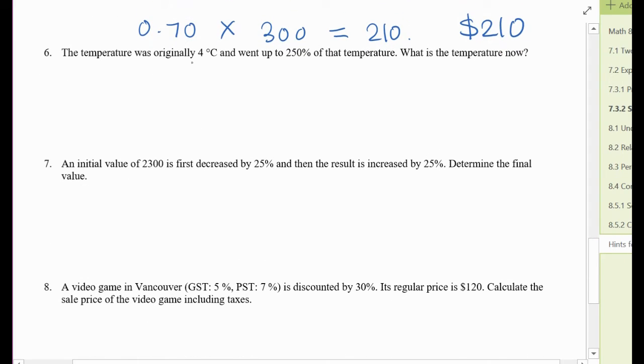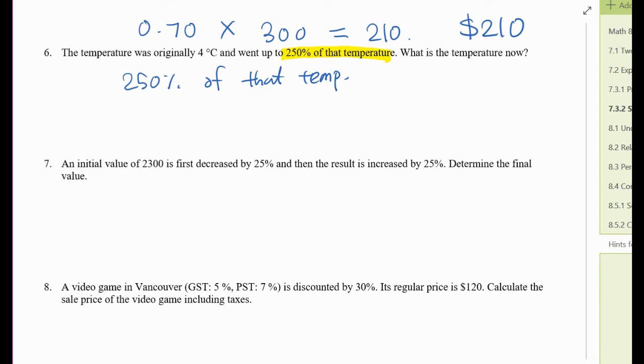The temperature was originally 4 Celsius degrees and went up 250% of the temperature. So I want you to highlight this part: 250% of the temperature. So write that down. 250% of that temperature. Okay, what's that temperature? That is 4 Celsius degrees. So write down 4 degrees.